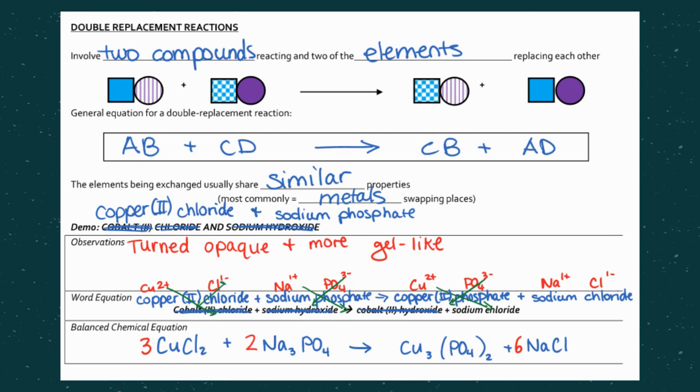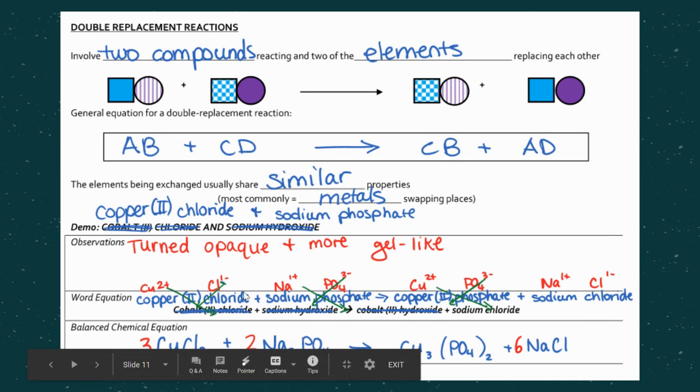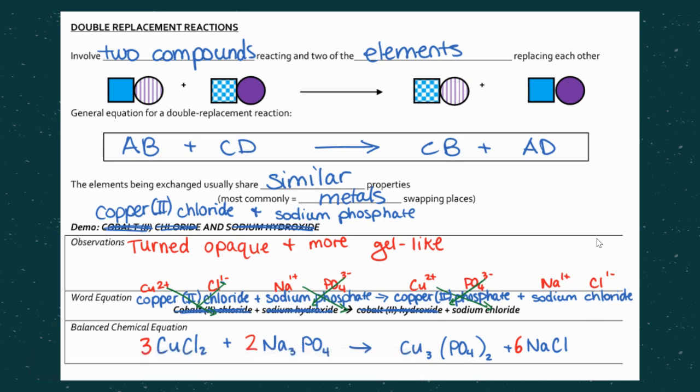Okay, so what was happening here is that the copper and the sodium are swapping places. And so now we noticed that there was a change. It turned more opaque and gel-like. And so we know that there's been a chemical change that happened, and it went from two liquids into something more solid. And once again, we need to balance our chemical equations.